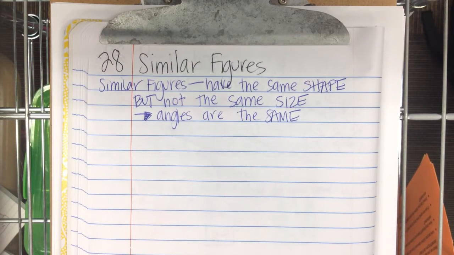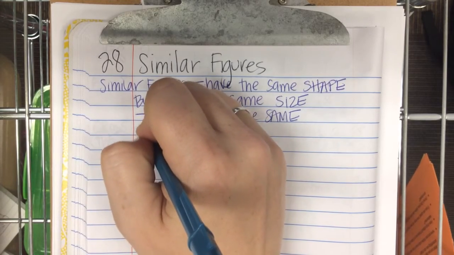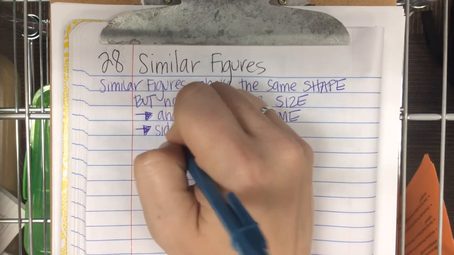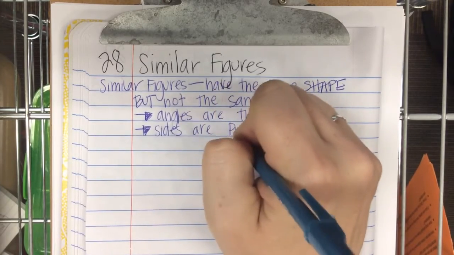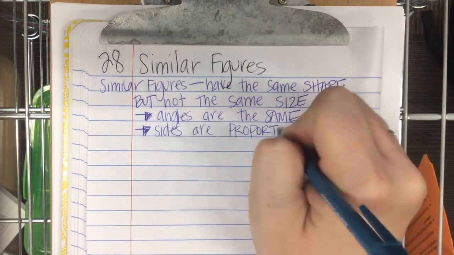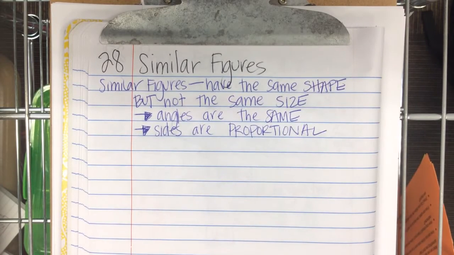If it's a rectangle, a big rectangle and a little rectangle, do the angles change? No, they're all 90 degrees, right? The angles are the same. But here's where we use this: the sides are proportional. The angles are the same, but the sides are proportional.